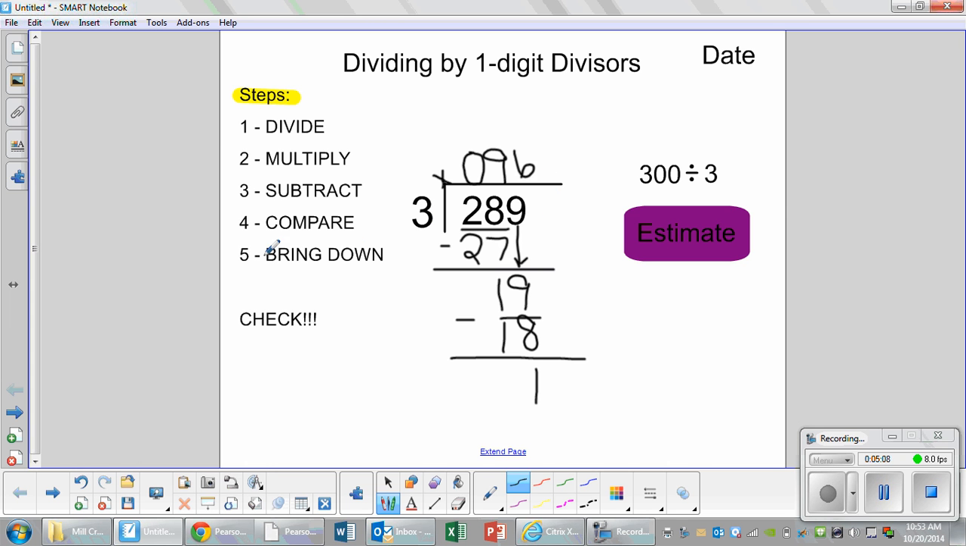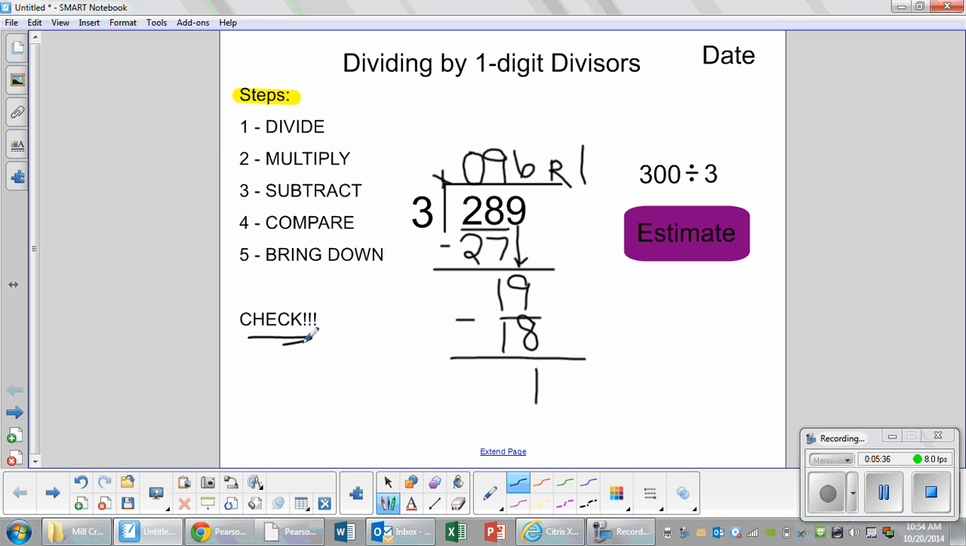Now, I get to the bring down step, and there's nothing left for me to bring down. So what that tells me is my problem is actually complete, but I have a remainder. To record this remainder, I'm going to put an R up here. R for remainder makes sense. And I'm going to write 1. So now my quotient is actually 96 remainder 1.